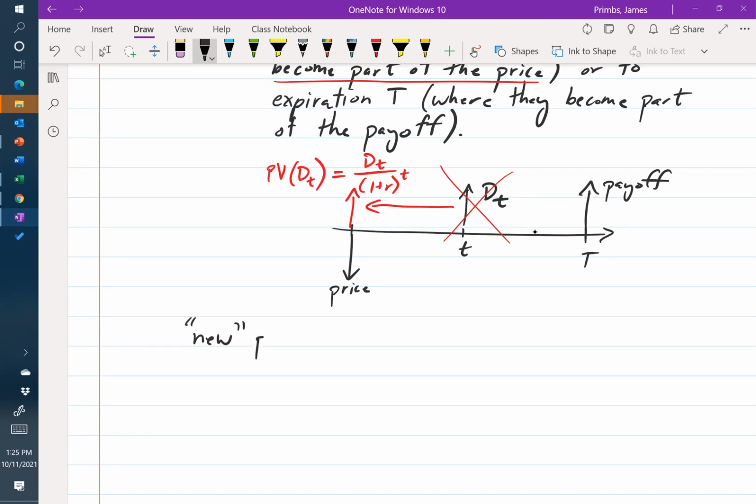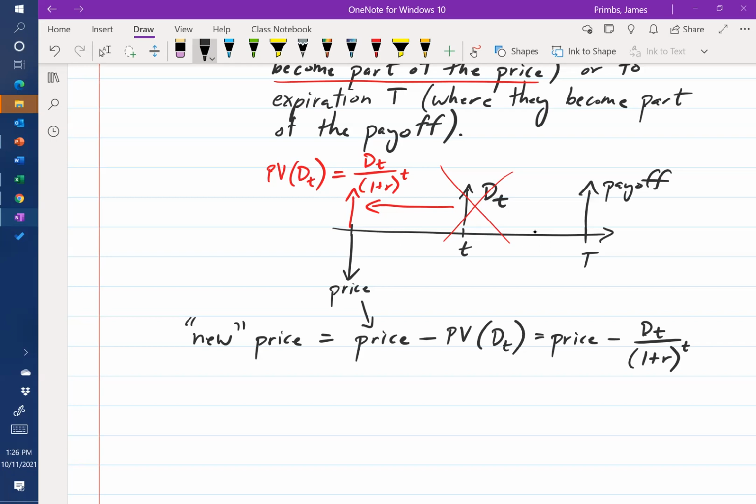So here's my new price is equal to price, that was this one right here, minus the present value of this dividend, right? So there you go. And then I act as if there was no dividend. Now my price is not the original price, but it's the price minus the present value of the dividend. Okay, let me give you an analogy for this. An analogy, I think, makes this a lot easier to understand. It makes a lot of sense. And then we're going to see how it makes everything very, very easy if I think in these terms.